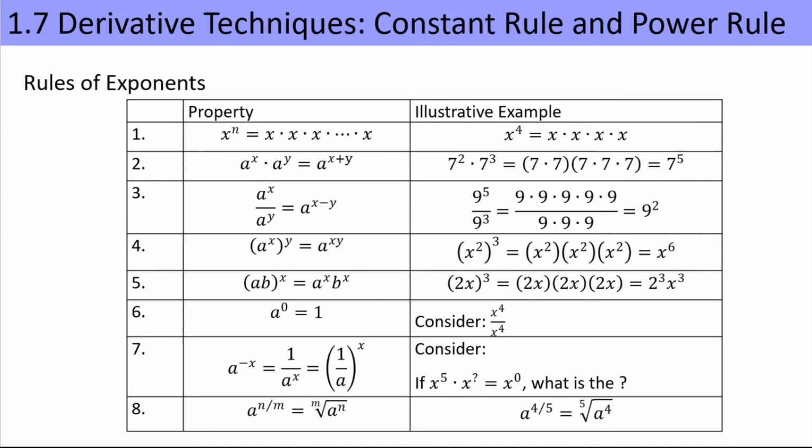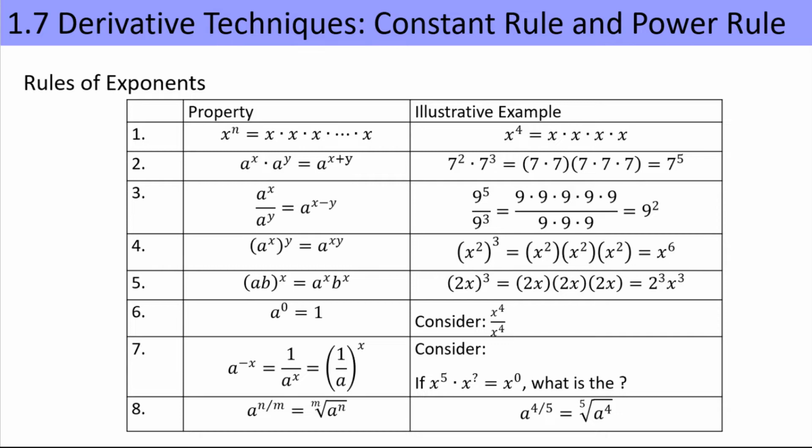Rule number 4. The quantity a to the power of x all raised to the y is equal to a to the power of the product of x times y. Consider the illustrative example, x squared quantity raised to the power of 3. The raised to the power of 3 means x squared is multiplied to itself 3 times. So you have x squared times x squared times x squared, the result of which is x to the 6th.